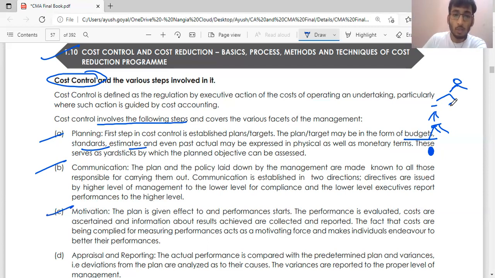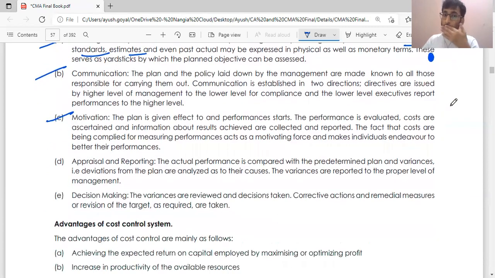Now, motivation. Once the plan has been set up, the plans are told to the people and they are given the standards. Now it is about motivating the people to achieve the result, to achieve the target cost which you have set up. If you have set up the target cost, it should be your responsibility to motivate the people to achieve that standard, that target cost.